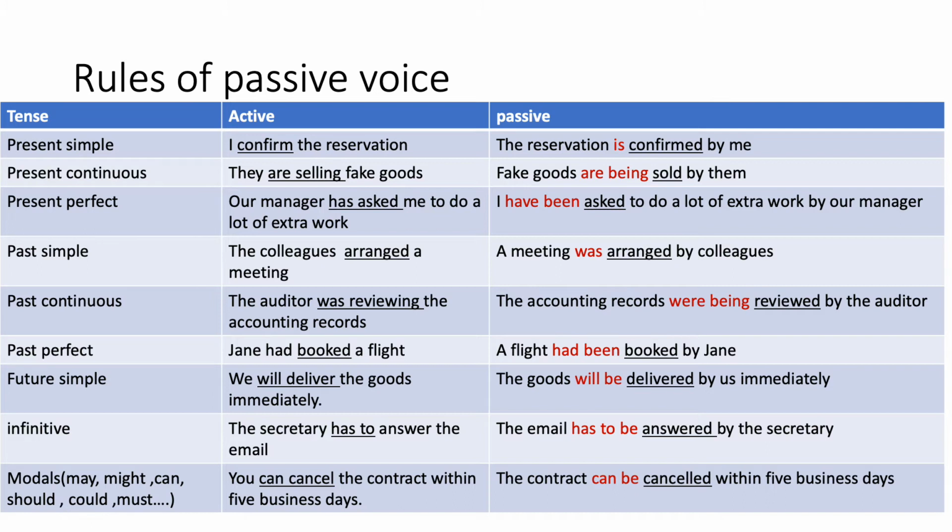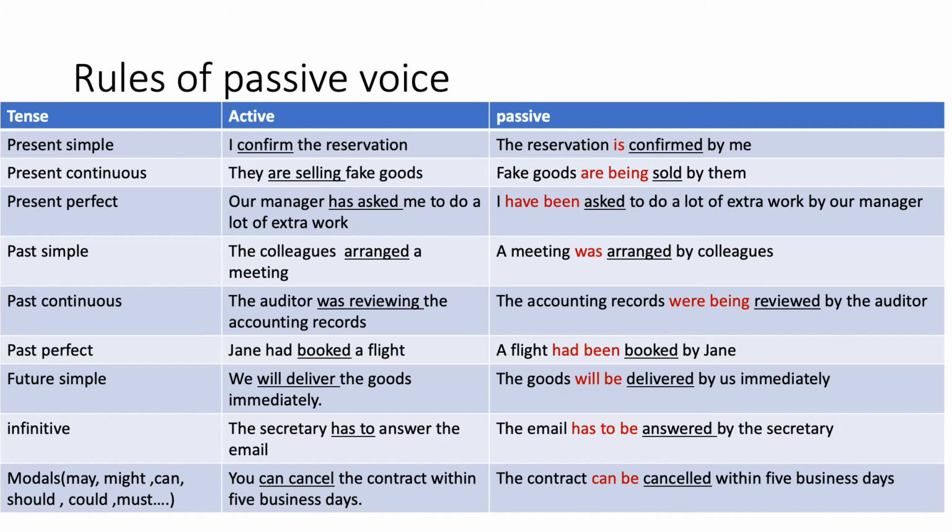Sometimes you can find the infinitive in the passive voice. For example: the secretary has to answer the email. Has to answer the email. So you see here we have to answer, where the verb is not conjugated, which is the infinitive, to answer. It is rarely used. The email has to be answered by the secretary. So here we just add be as it is.